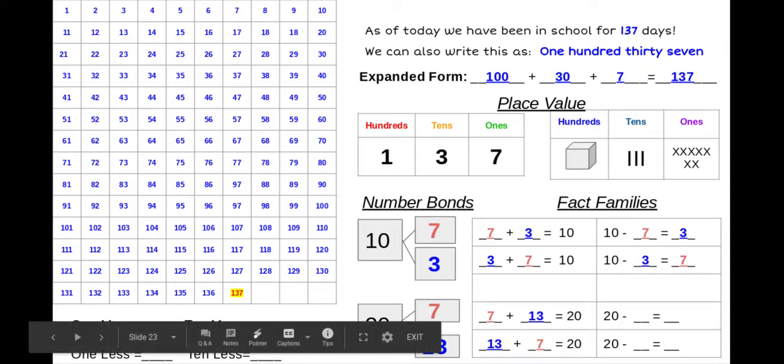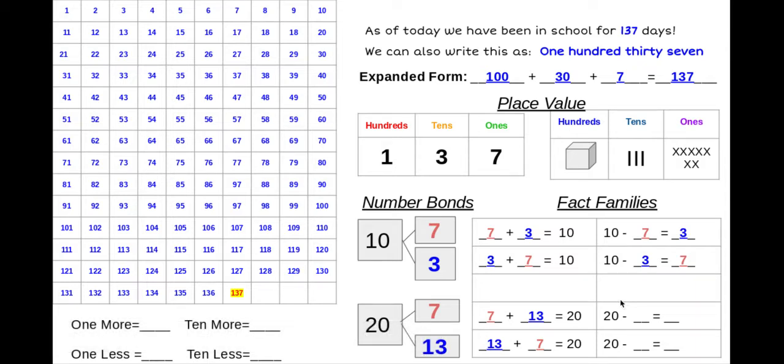All right. To our subtraction part of our word family. 20 is going to be the number we start with because we always want the largest number first in a subtraction problem, okay? So 20 minus what equals what? 20 minus 7. Equals? 13. 20 minus 7 equals 13.